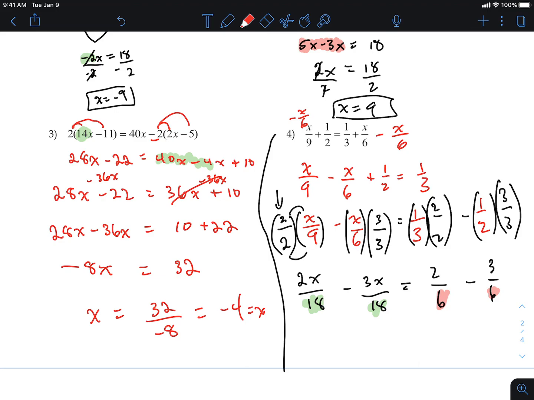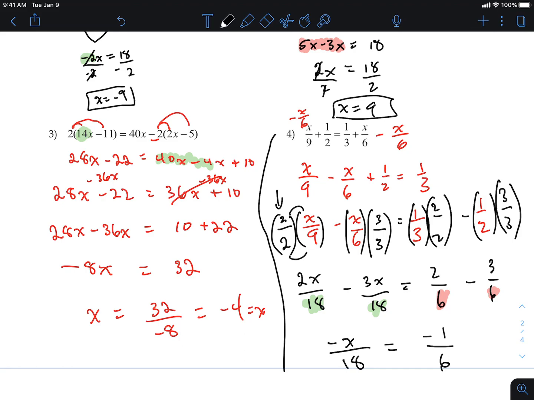This would probably be as hard as it's going to get for this side of things, but you need to know how to work with fractions. That's an important piece. So 2 minus 3, forget about the x, it's just 2 apples minus 3 apples. The left side is going to be negative x over 18, equal to 2 minus 3, which is negative 1 over 6.